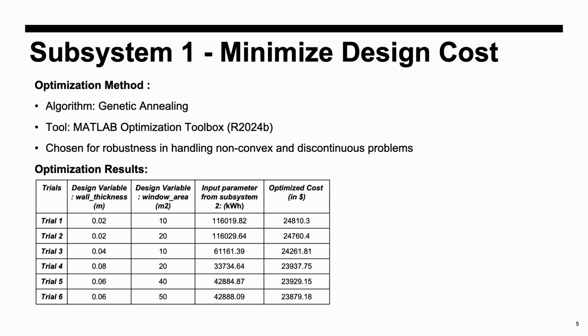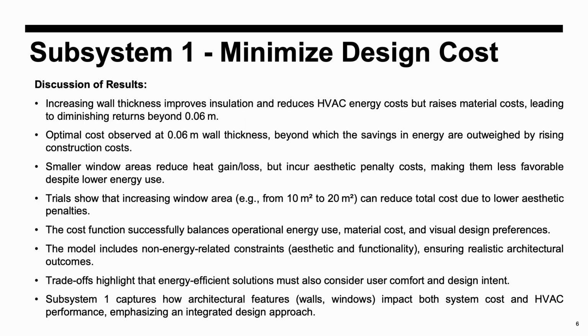As wall thickness increased, energy use dropped, but material cost began overweighing energy savings beyond a certain point. From these results, we observe diminishing returns beyond 0.06 meter wall thickness. While insulating initially reduced HVAC load, higher material cost eventually dominated. Small window areas reduce thermal loads but incur aesthetic penalties, increasing cost. Thus, designs with large windows despite higher HVAC loads can actually lower the total cost. The subsystem effectively captures architectural trade-offs between aesthetics, material use, and energy consumption.